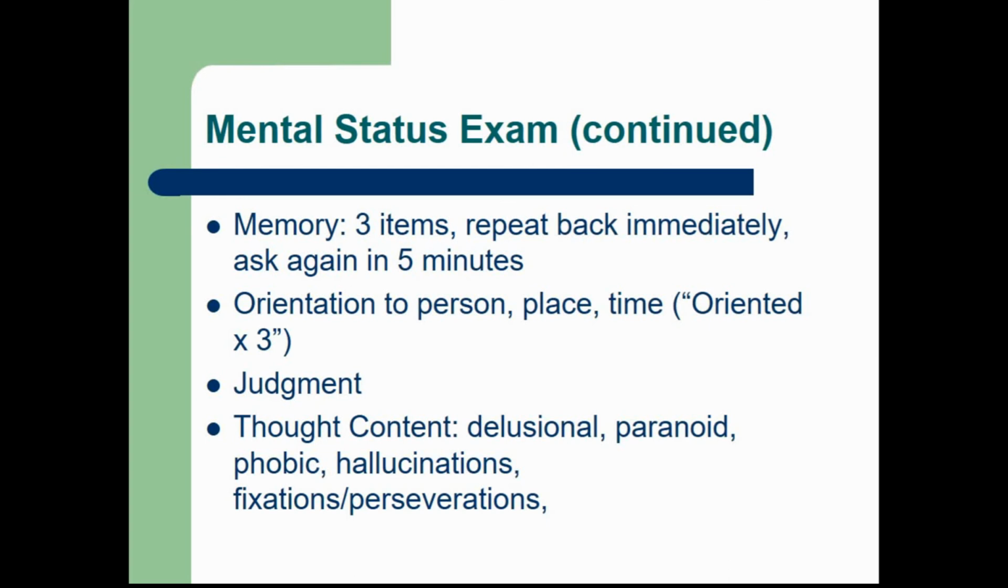We also want to think a little bit about thought content and make a note about this. Are their thoughts logical, or are they delusional? Delusional would be false beliefs. One fairly common delusion is that somebody's Jesus. Somebody that believes that they're Jesus, that's a delusion. Paranoid would be somebody who believes that there's some sort of a conspiracy to harm them. This often goes along with schizophrenia, with one subtype of schizophrenia.